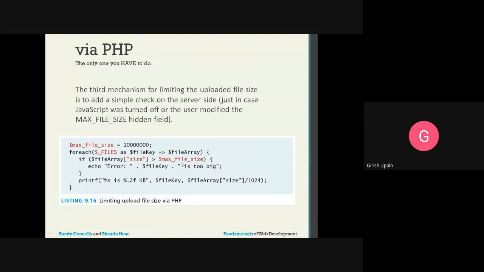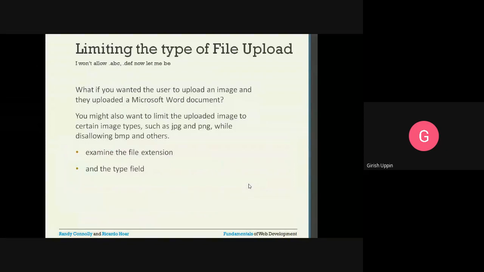If it is greater than the max file size that is defined here, then echo "error: $file_key is too big". That message will be displayed on the browser. Echo means it will output it to the browser. Then it will printf and provide this information: $file_key, this file key is this size. So for the file array, the size you are representing in kilobytes by dividing by 1024. That is how you can check on the server side.